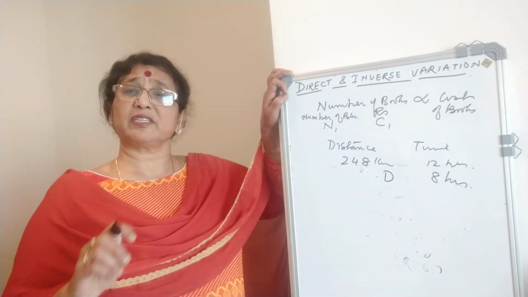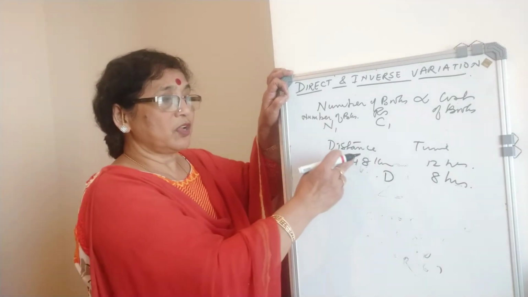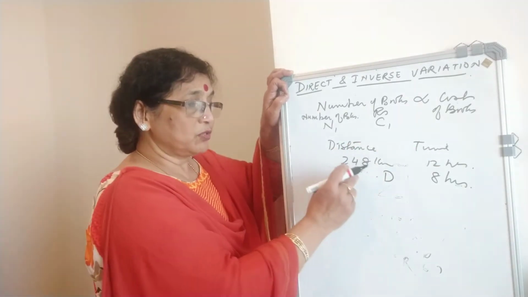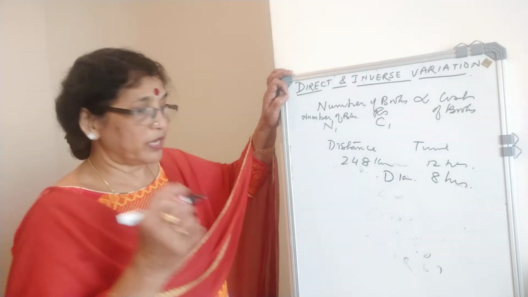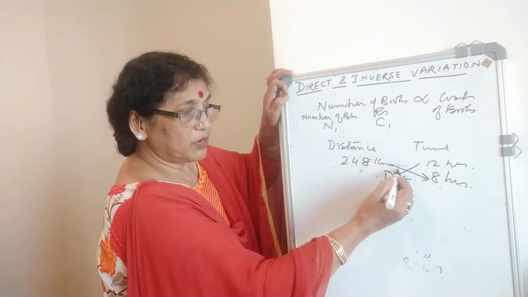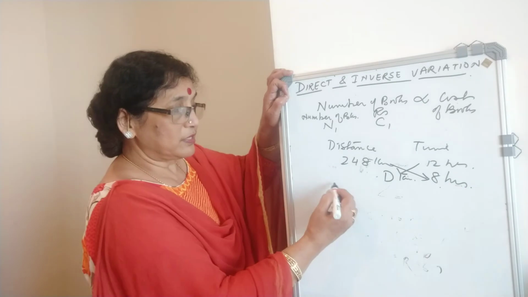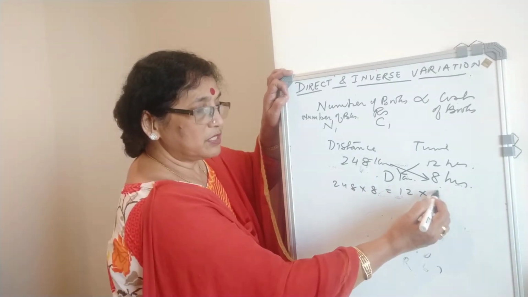And you must write what X is. So X is the distance in kilometers. Because this is kilometers, this also should be kilometers. Right? So you can do crisscross again. So this into this will be equal to this into this. That is 248 into 8 is equal to 12 into D.